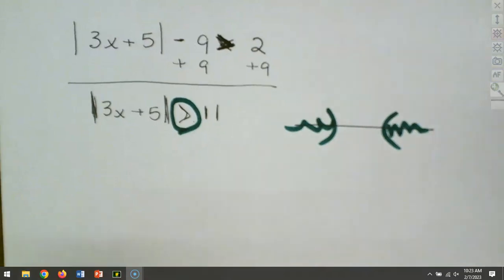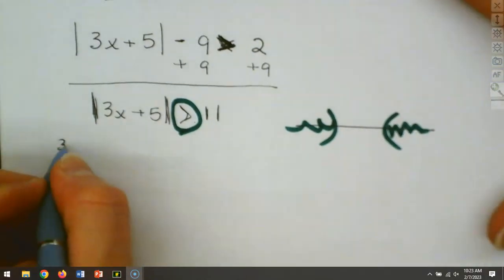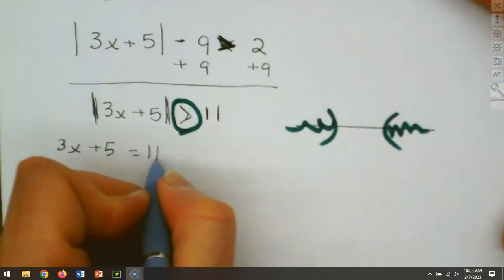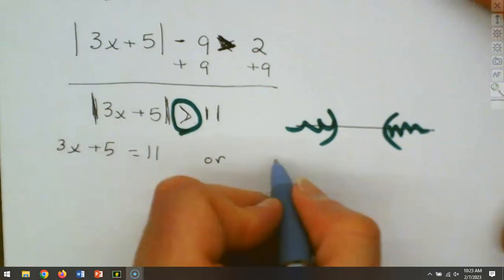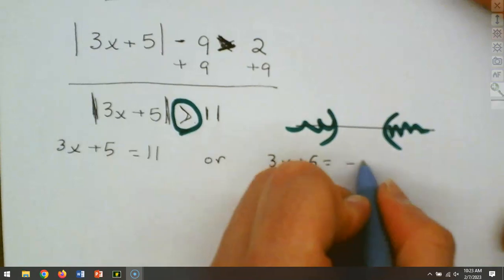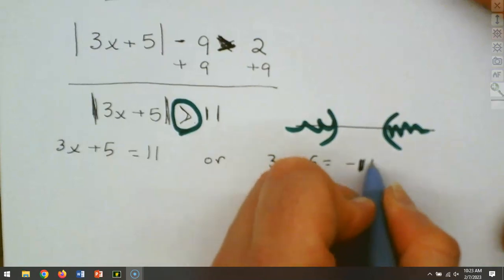Now, what are my two numbers going to be? Well, let's find them. We've got 3x plus 5 equals 11. And what's my other one going to be? 3x plus 5 equals what? Negative 11.